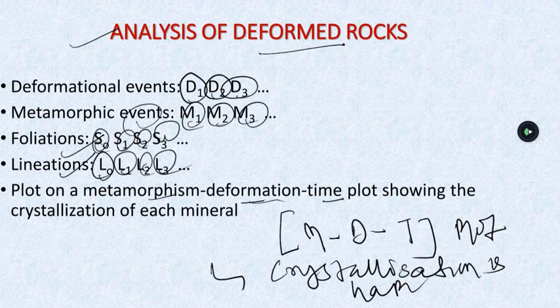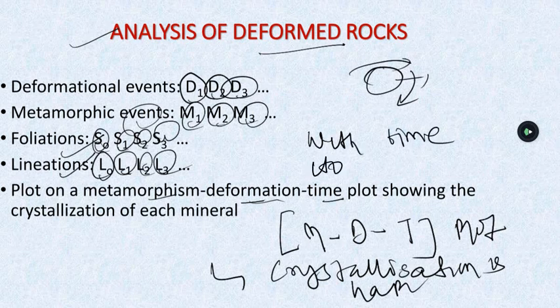Suppose there is one crystal. Whether it gets rotated, whether the crystal undergoes deformation, due to the deformation the crystal will rotate. Suppose this rotation has happened to the crystal, or with time, how the crystal growth is happening, that is the most important part. So for that we plot the metamorphism, deformation and time plot for understanding the complete crystal growth or crystal deformation pattern with time.